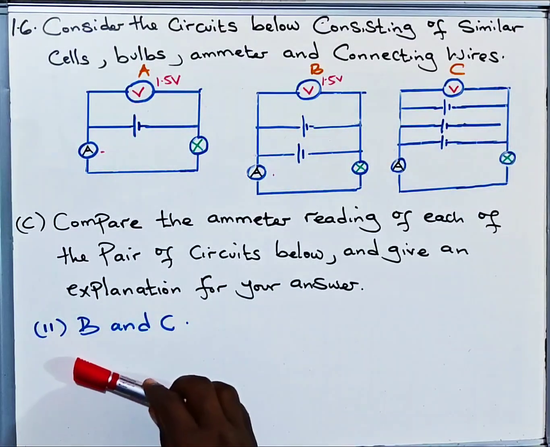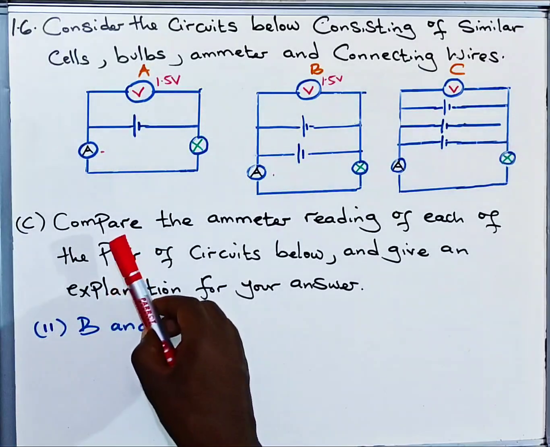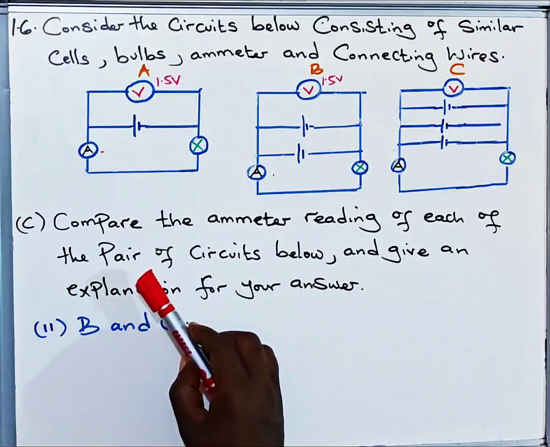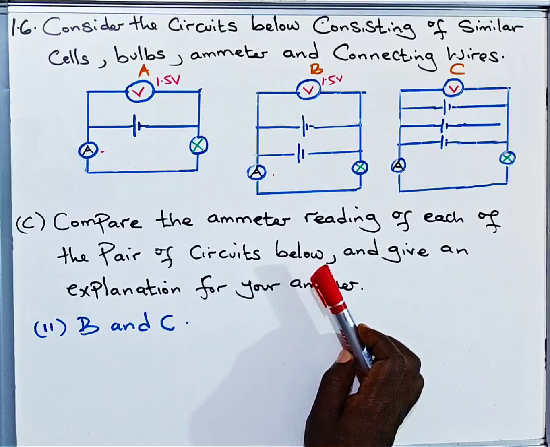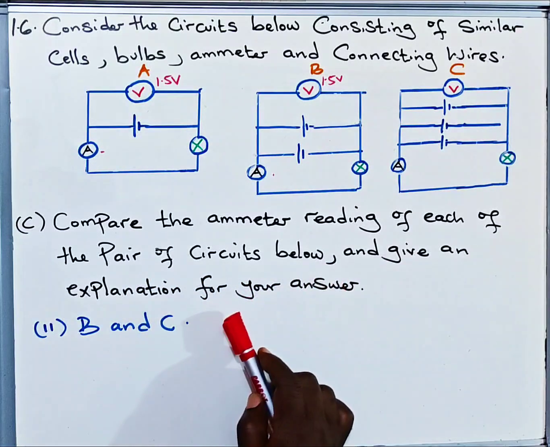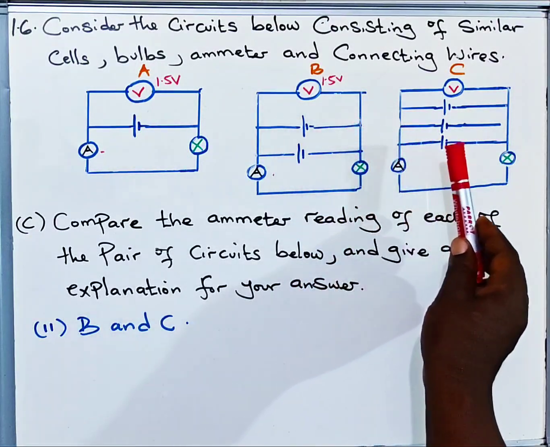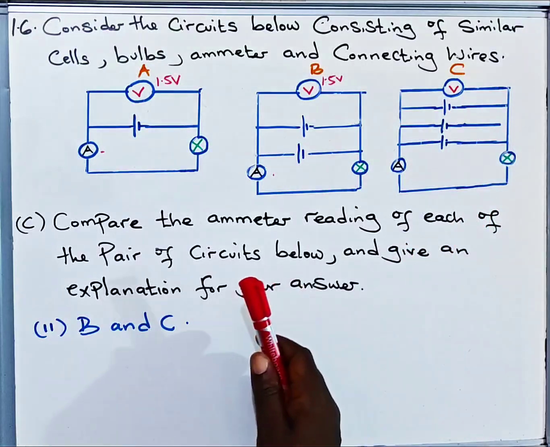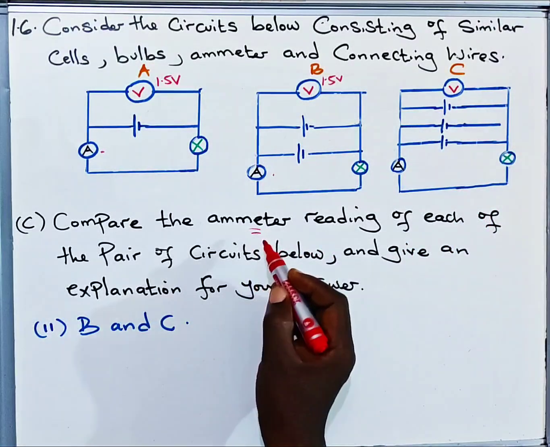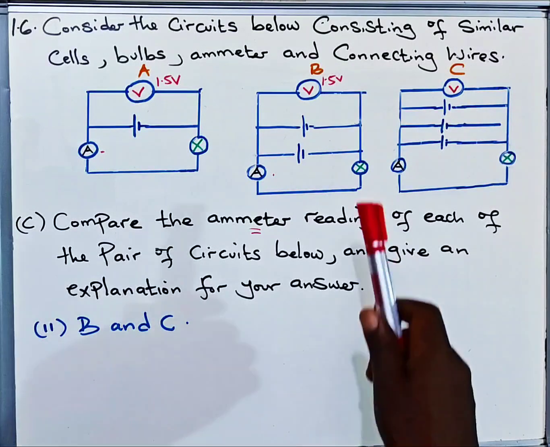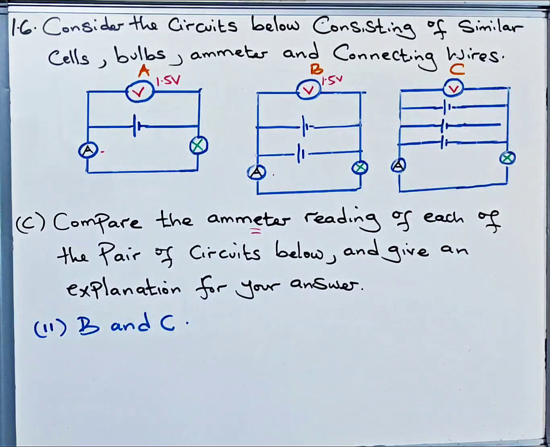Then we come to this one. It says, compare the ammeter reading of each of the pair of circuits below and give an explanation for your answer. So we are comparing B and C. And what are you comparing? Ammeter reading. How do they relate to each other? The answer is they are the same. Very surprising, but they are the same.